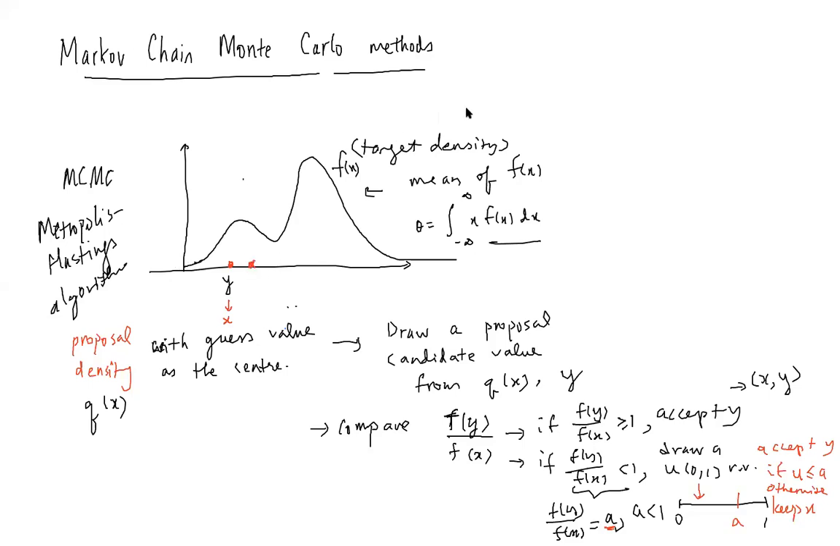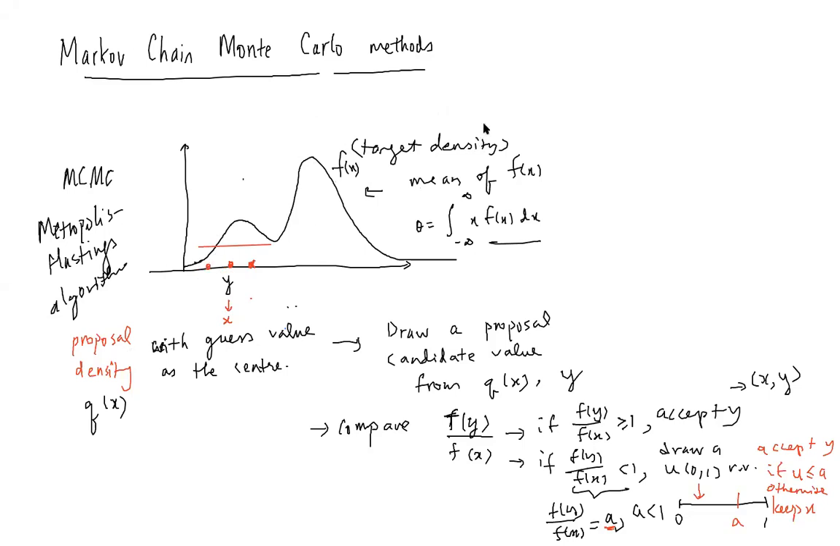And then, okay, now your proposal will be centered on the Y value that you accepted previously, right? Because it has been updated to become X. So then you draw a random value, right? So let's say you draw a random value and you hit somewhere around here, for example.